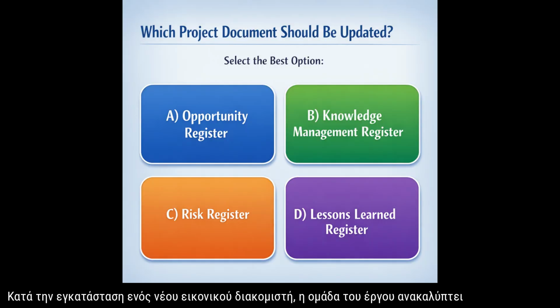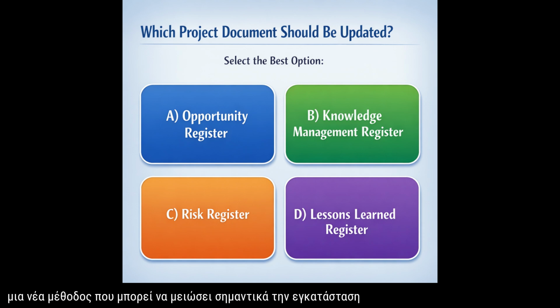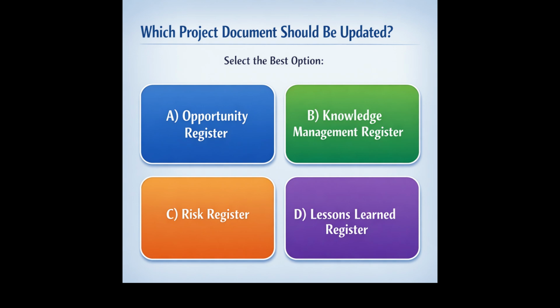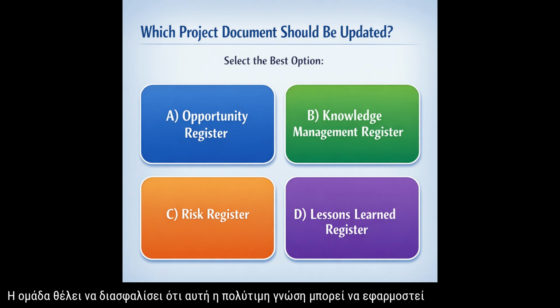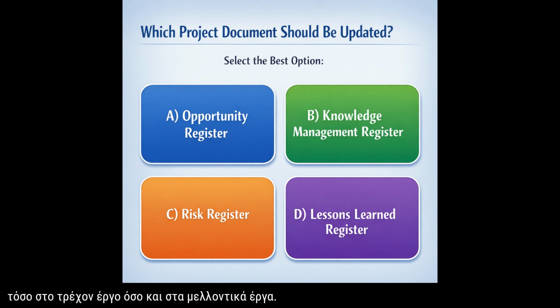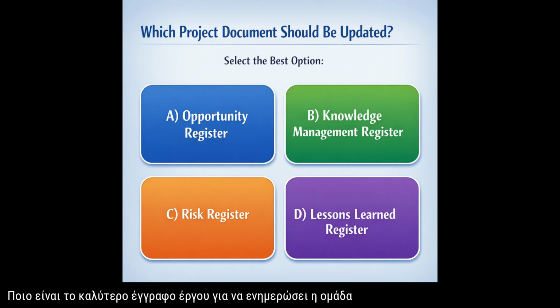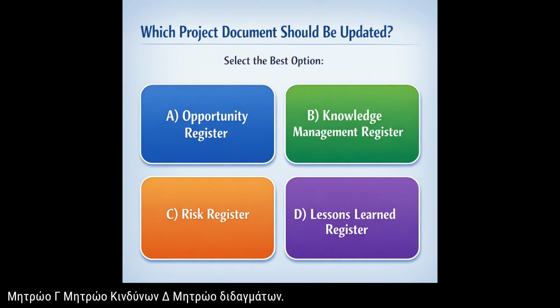While installing a new virtual server, the project team discovers a new method that can significantly reduce the installation time by about half. This method involves prepping the server image and cloning the machines. The team wants to ensure this valuable insight can be applied to both the current project and future projects. What is the best project document for the team to update with this new information? A, opportunity register. B, knowledge management register. C, risk register. D, lessons learned register.